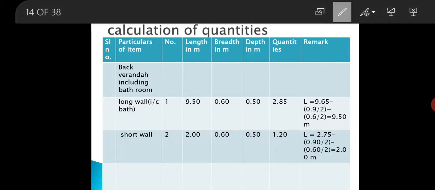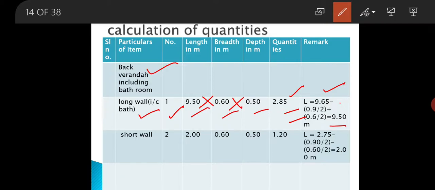So in details of measurement form, write down back veranda including bathroom, long wall, number is 1, center to center length is 9.65 minus 0.9 by 2 for 30 centimeter wall. It is subtracted from the center to center length as this work has already been done. Then add 0.6 by 2 for the 20 centimeter wall. So this will give you 9.5 meter. Okay, this is the length, breadth 0.6, depth 0.5. Then by multiplying these three we will get the quantity as 2.85 cubic meter.